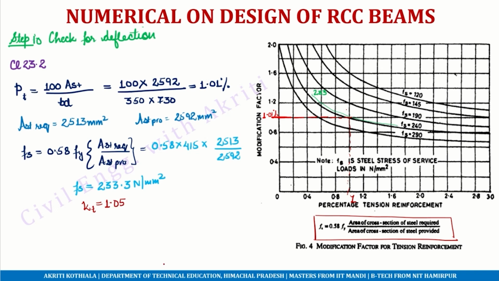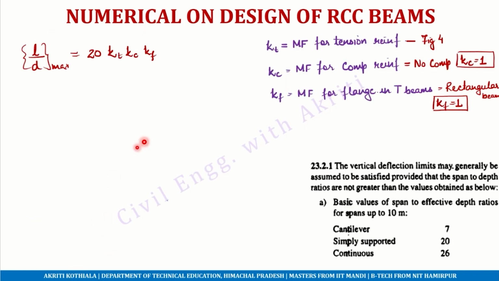You can simply take 1 also. I'm just taking 1.05 because I know that this 233 will be slightly above the line of 240. So I have just taken it equal to 1.05. You can take it equal to 1 as well.